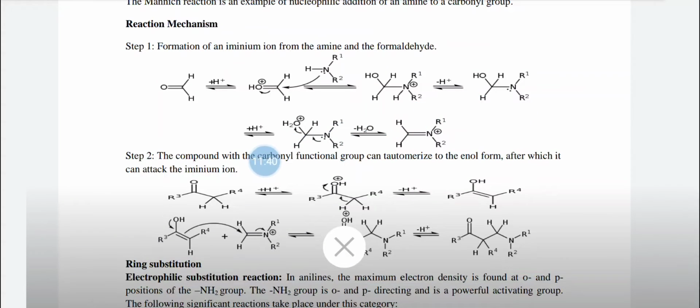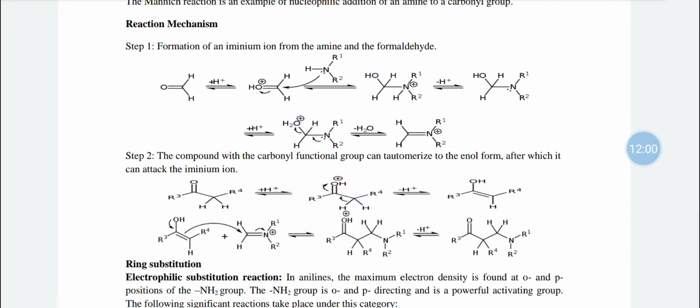Then again an abstraction of H plus by oxygen or OH takes place and H2O plus will be formed. It will be eliminated as water and this product will be formed, N plus R2 R1 and a double bond CH2.